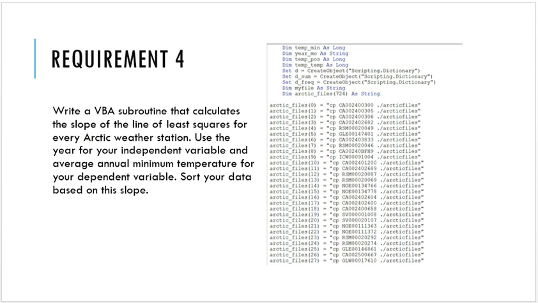So for requirement 4, we had to write a function that calculates the slope within VBA. And basically what we did for that was define Arctic files and then the 724 as a string. And then we went through each file by concatenating them in the spreadsheet and then copying that over to the VBA script for each of the 724 files.